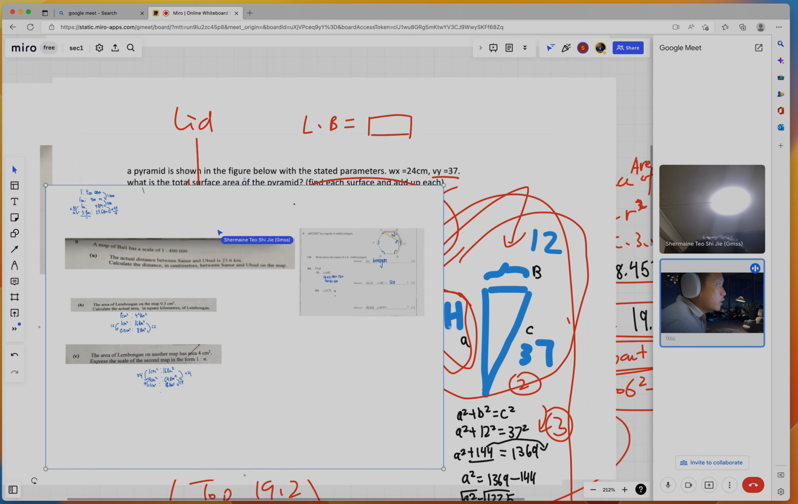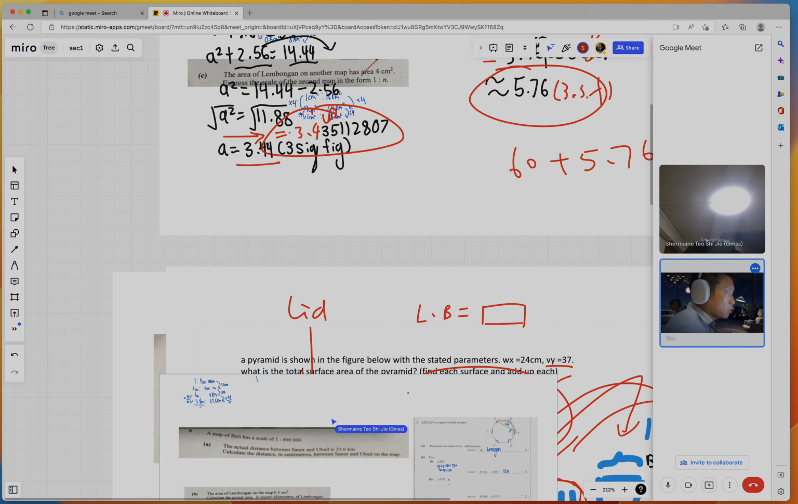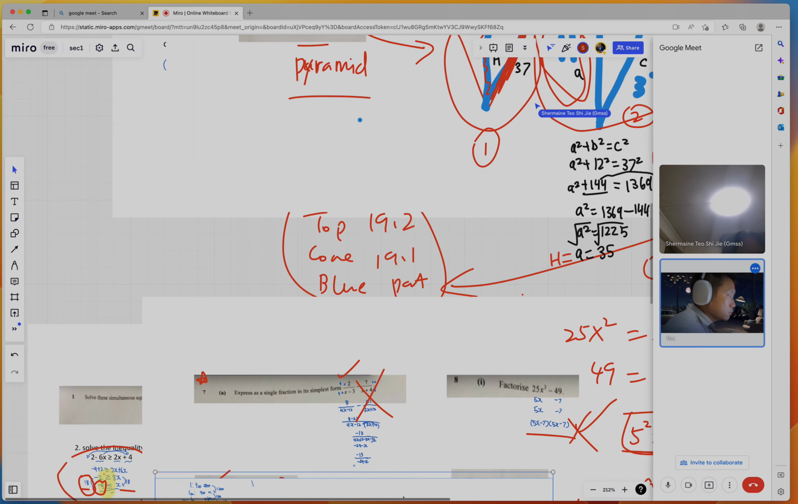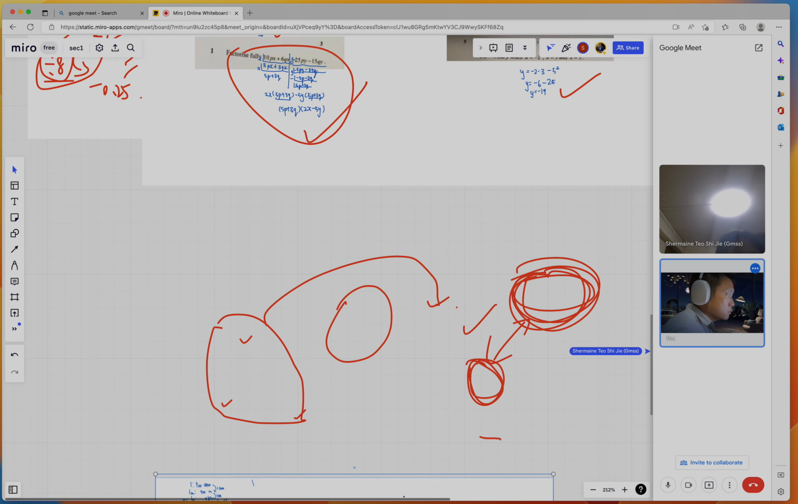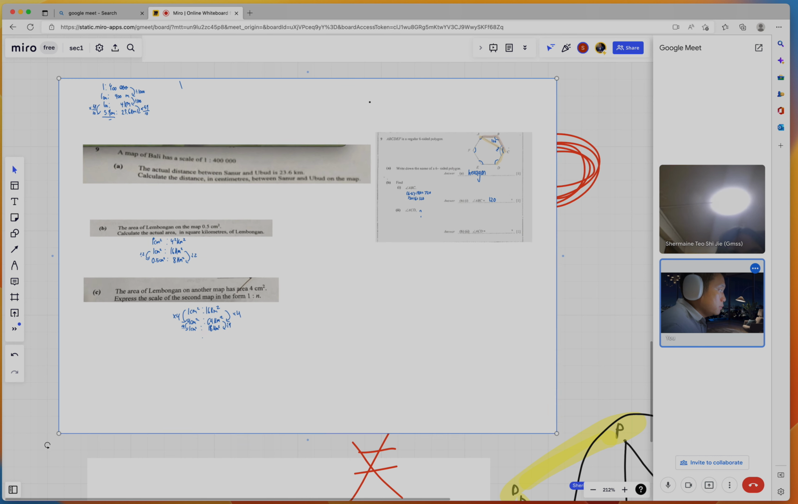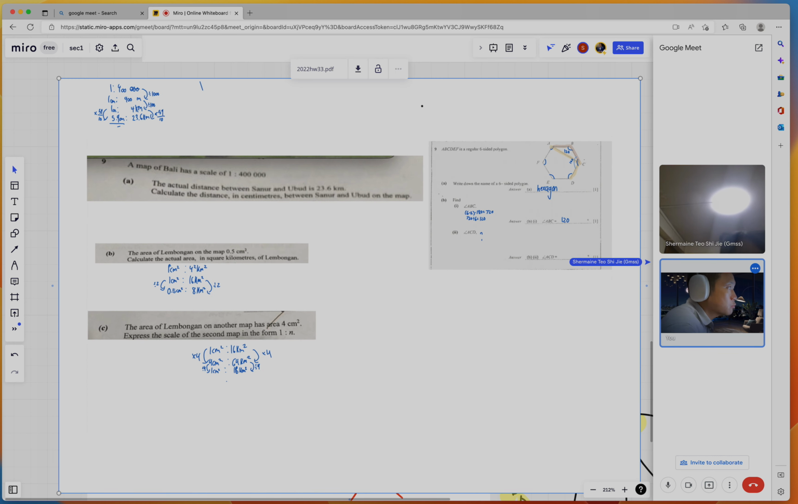Yeah, I'm going to move it up. Oh no, move it down. That's the reason why I like this mirror, because I can just move things up and down.